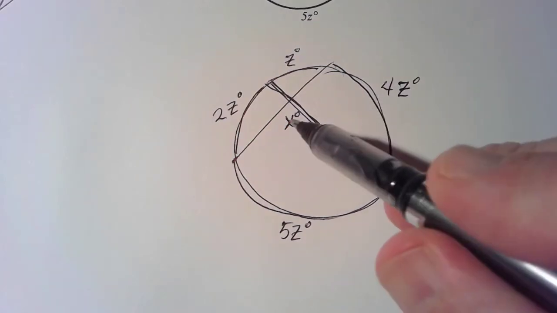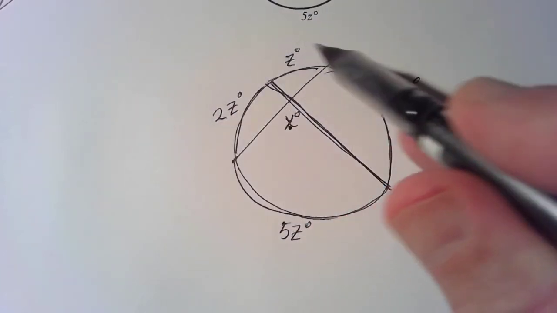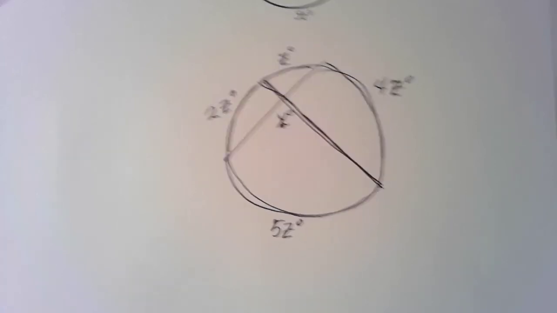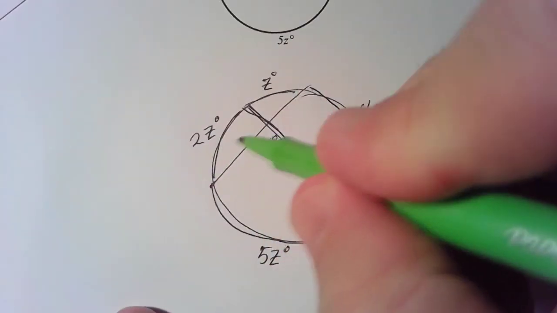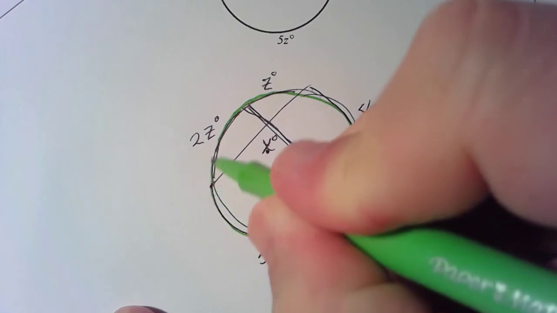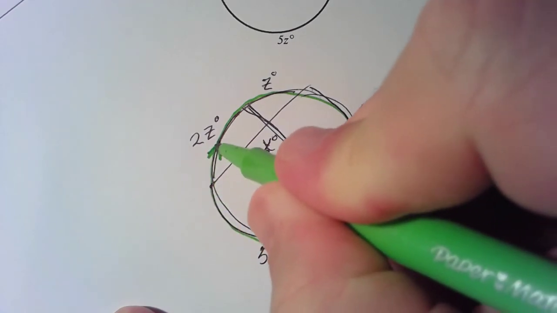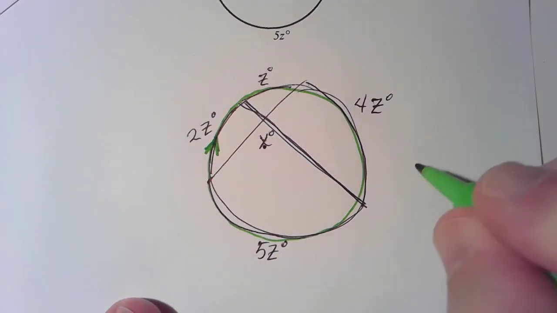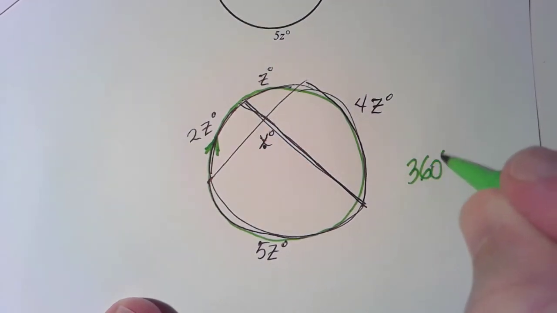But if you're stuck or confused that there's an x here and a bunch of z's over here, and they didn't tell you any arcs, okay, I'm here to help. And the big help is that what is this entire arc measure, circumference measure? And I don't mean how long it is in inches or centimeters. I mean, how many degrees around is it? Well, it's 360 degrees, right?